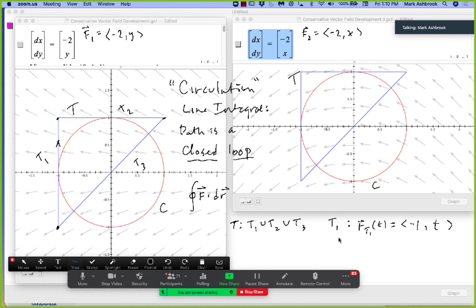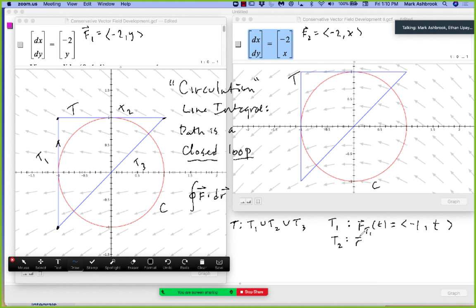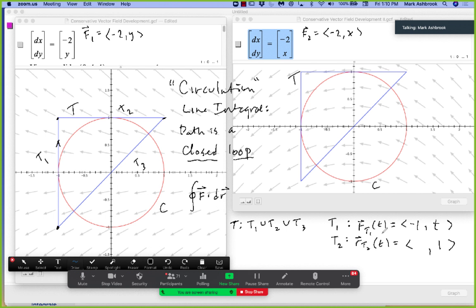Okay, what about T2? So defining our T2, what can we say about T2? That's the top path. Y is just 1. Y is 1, always. And then again, we can just let x vary with t.